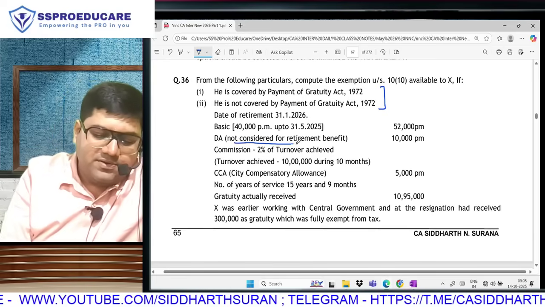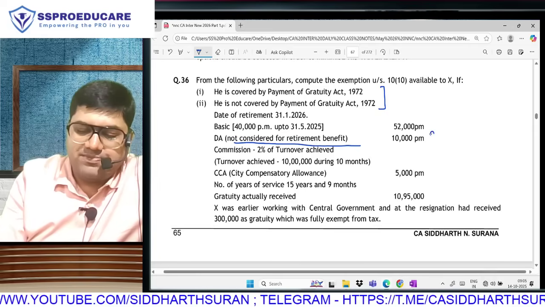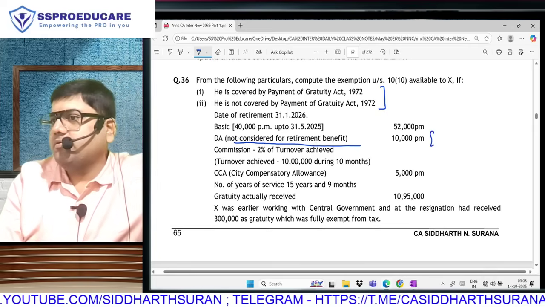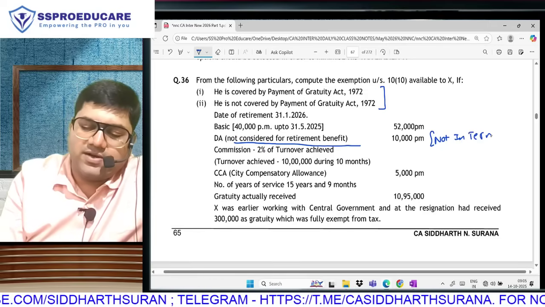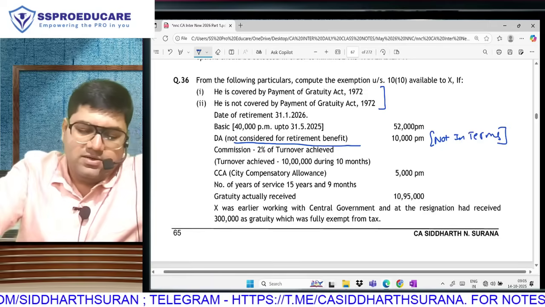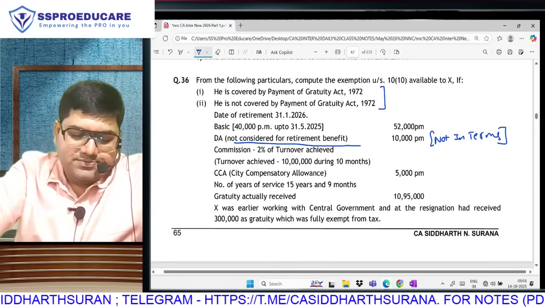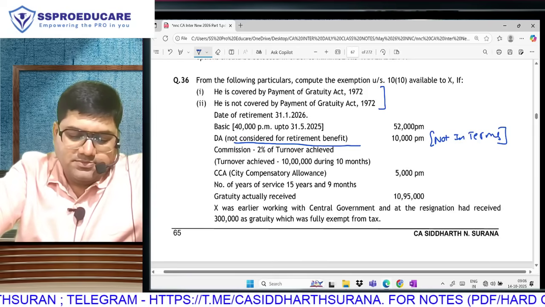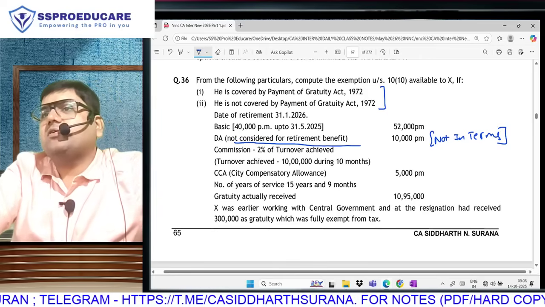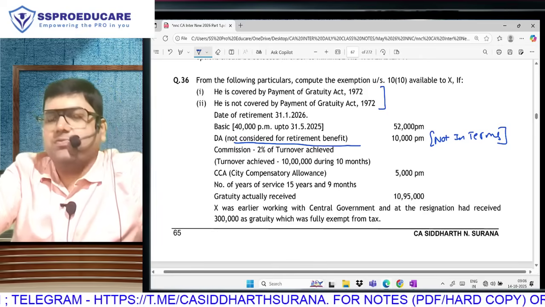What do you mean by this? Not considered for retirement benefits. Meaning this is not in terms, because in terms we have written included for retirement benefits. Correct? Next. Commission is 2% of turnover achieved. Turnover achieved is 10 lakhs during 10 years. So how much he must have got as percentage commission? 10 lakh ka 2%. Okay.